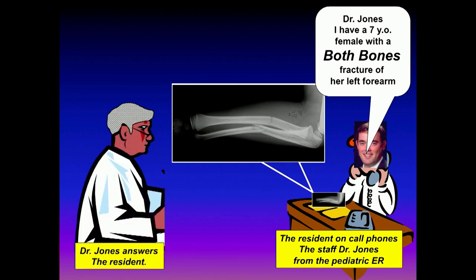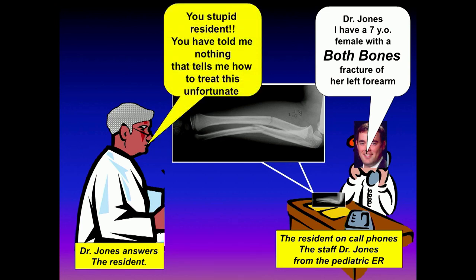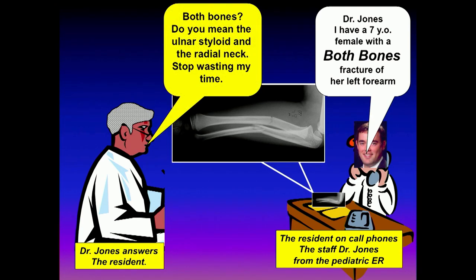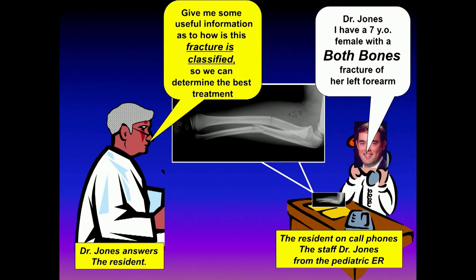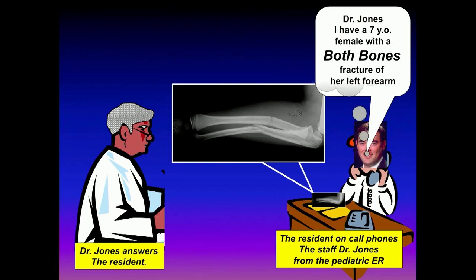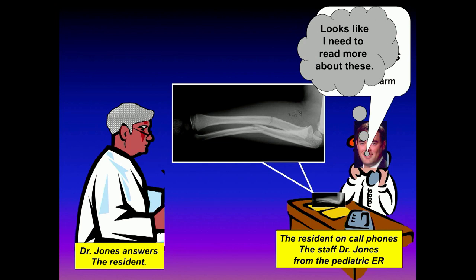But Dr. Jones is not very happy. He says, all right, you stupid resident, you've told me nothing that tells me how to treat this unfortunate patient. So you're going to have to be a little bit more descriptive, because as we'll see, he can describe the pathology in just a few words. So both bones, what do you mean? Is it the ulnar styloid and the radial neck? You're wasting my time. Now give me some information about how this fracture is classified so we can determine the treatment. Well, it looks like he needs to study a little bit more.